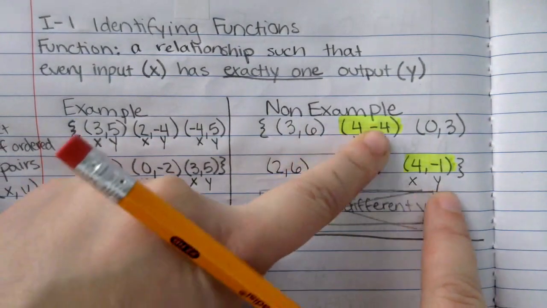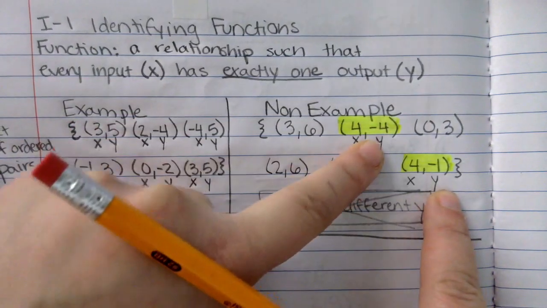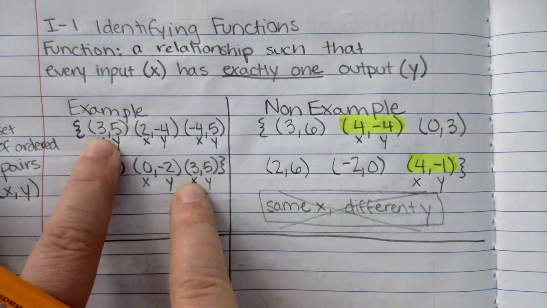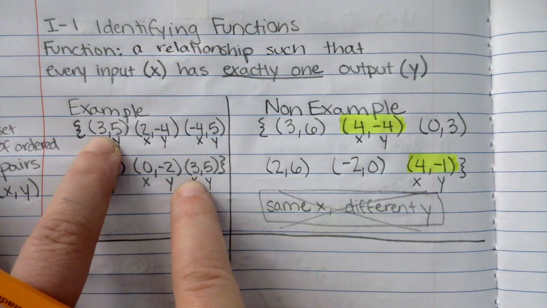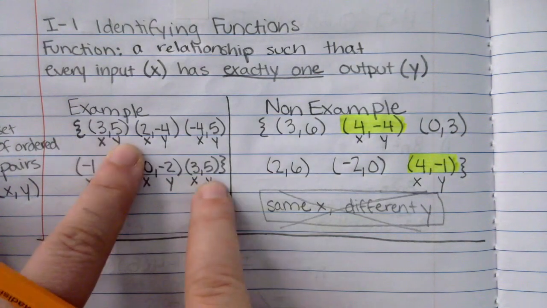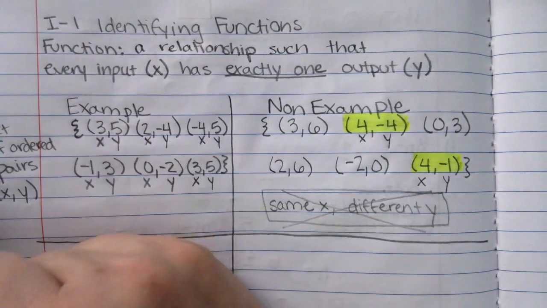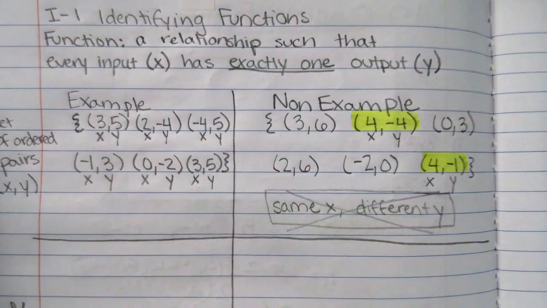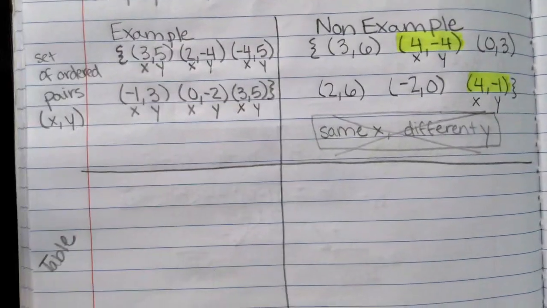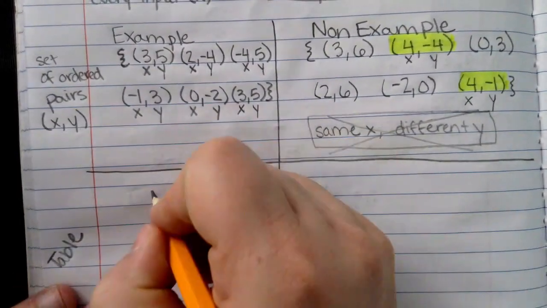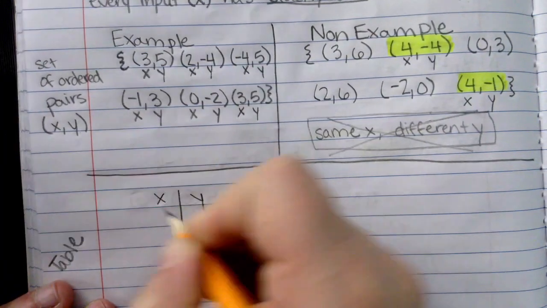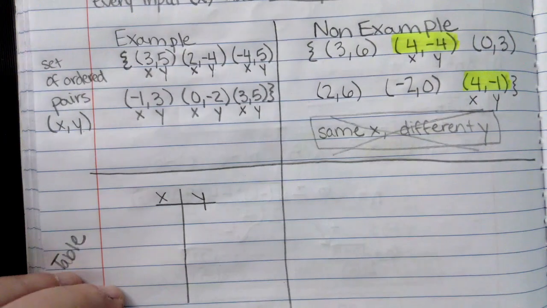Now, if I look at my y's, do I have any y's that repeat? Yeah. Which y's repeat? 5. Yeah, there are three 5s. Do all those 5s have the same x? No. But does that matter, that our y's have to have only one x? No, our rule is that each x has to have one y. Those y's can happen as often as they want as long as every x has one y, which in this case it does.